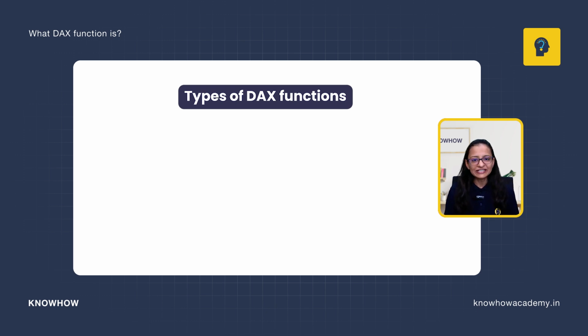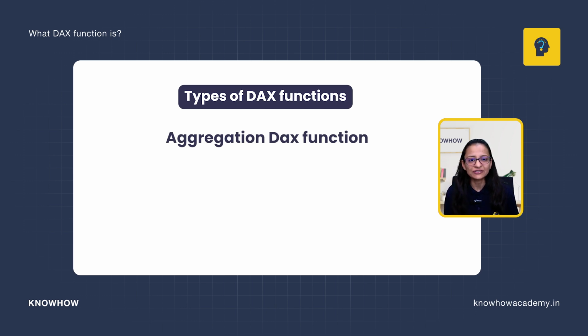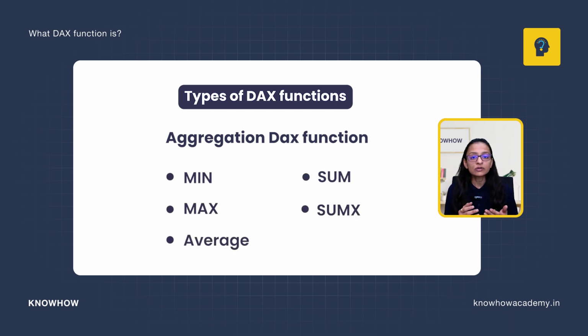The types of DAX functions are here. Aggregate DAX function. So what is the meaning of aggregate DAX function? An aggregate DAX function will process some raw data. Raw data means it will process a number of rows, and it will generate one value as an output. That is called an aggregation function. So count and sum are examples of aggregate DAX functions.